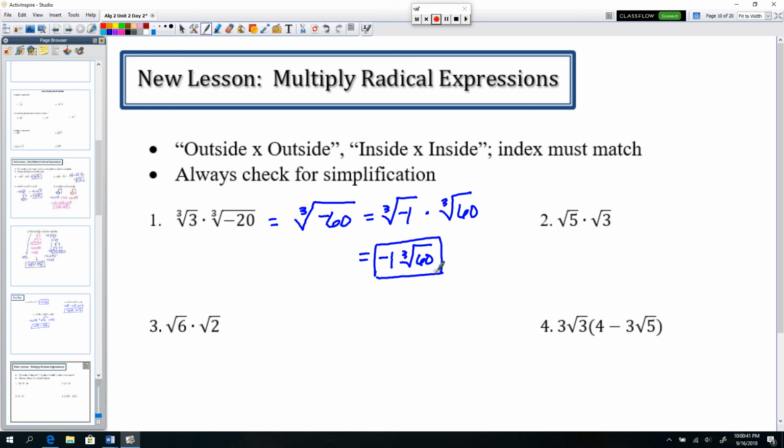Okay. Number 2. Again, we have nothing on the outside here, so we'll only multiply the insides. And we do have the same index here. They're both square roots. So we can make this the square root of 15. Again, we'll look inside to see if there's any perfect squares in here. There's only 3 and 5. And both of those are prime. You can't break those into any further perfect squares. So this is the final multiplication of those two radicals.